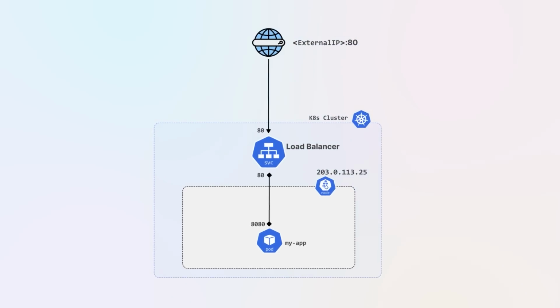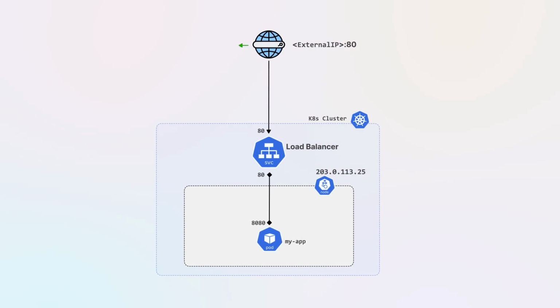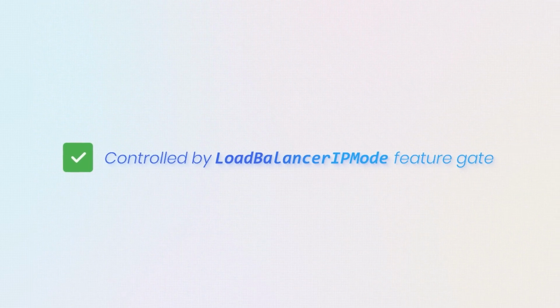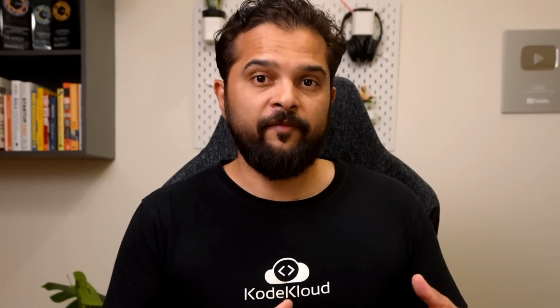On the other hand, if ipMode is set to proxy, kube-proxy won't bind the external IP to the node. Instead, all traffic will go through the load balancer, which enables advanced features and ensures compatibility with cloud providers' specific setup. This feature is controlled by the LoadBalancerIPMode feature gate, giving you more flexibility in how you handle traffic in managed Kubernetes environments. Just keep in mind, if you choose ipMode proxy, there could be a slight performance impact as all traffic flows through the load balancer, which might add a tiny bit of latency.